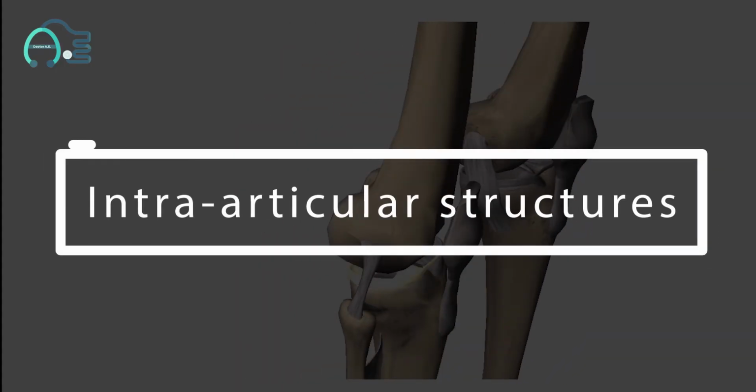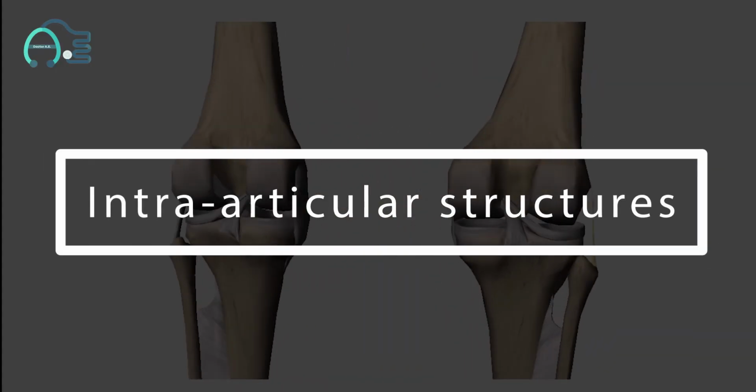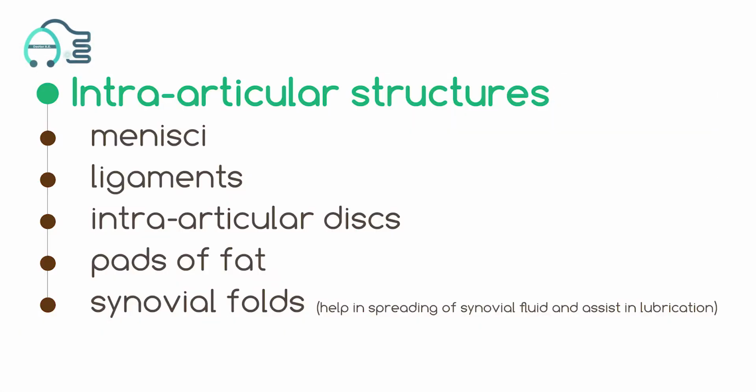Intra-articular structures. The synovial joint may contain menisci, ligaments, intra-articular discs, pads of fat and synovial folds that help in spreading of synovial fluid and assist in lubrication.